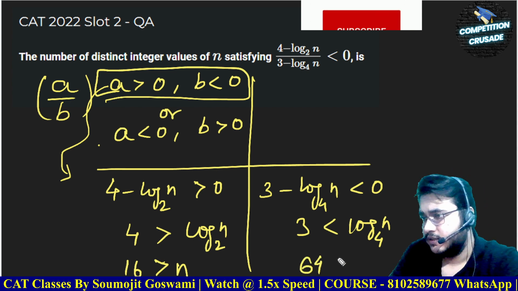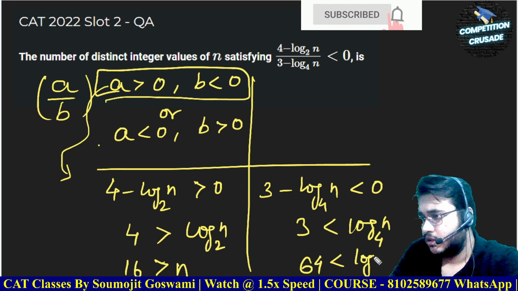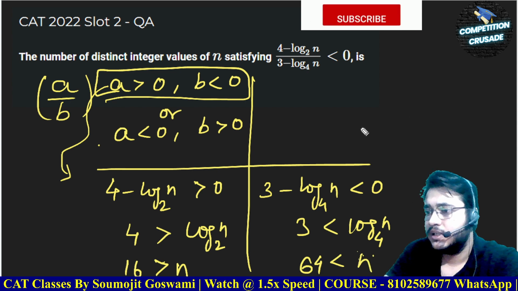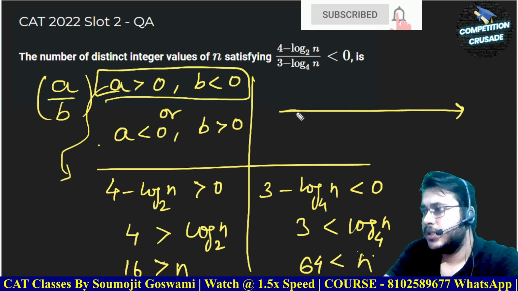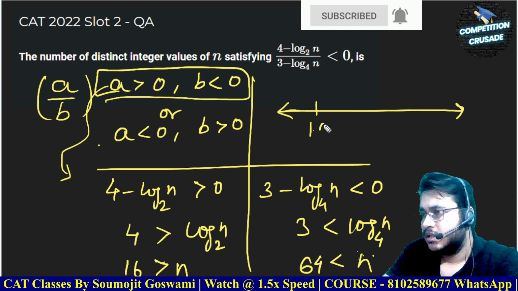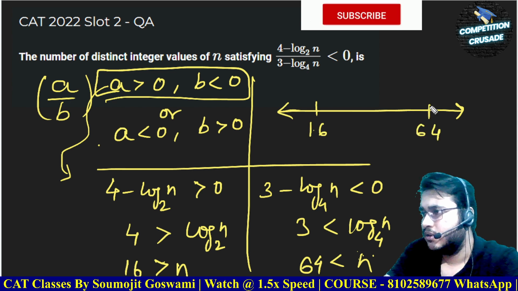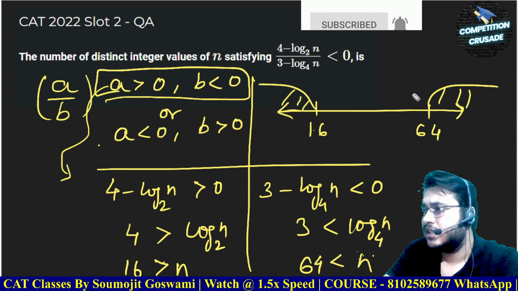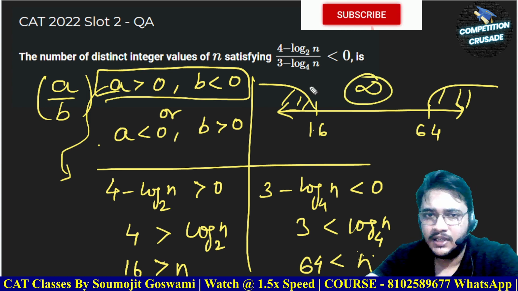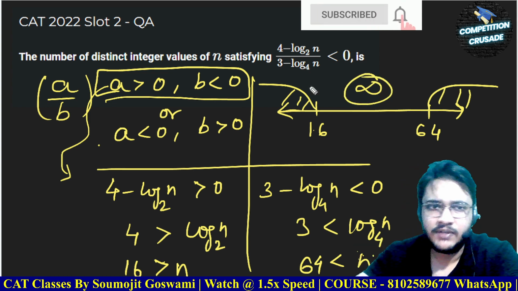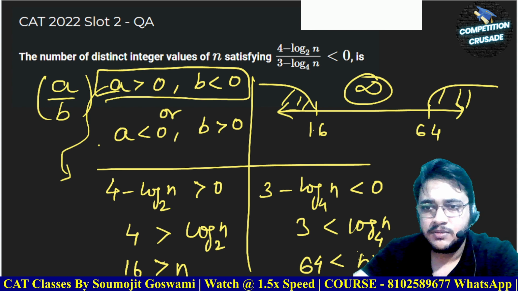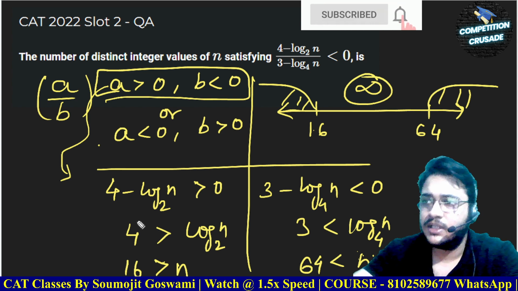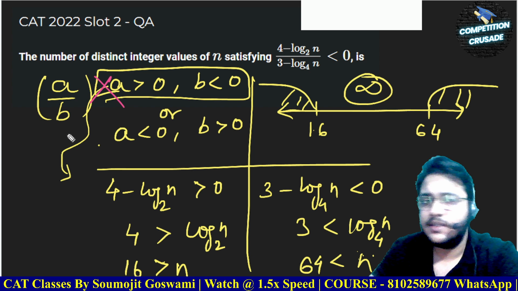So n is greater than 64 and n is less than 16. If you typically plot this, 16, 64, greater than 64, less than 16, actually you will get infinite values. Distinct values you will get, but you will get infinite values. What exactly does this mean? That CAT will eat your brain. So basically what they're trying to point out is this is not going to work.